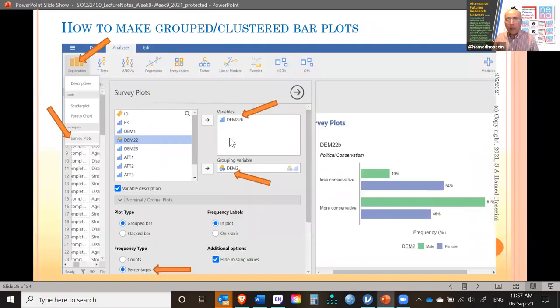How would you do that? Well, you go again to explorations, survey plots, and then in the survey plots, you put the variable you want to explain, the conservative one, Q22b, in the variables, and you group it. This is the grouping variable based on their gender, which is Q2. So that's why I put gender in the grouping variable, because I want to group conservative and non-conservative based on their gender. I want to divide them. And then you choose percentages because that makes more sense than counts, to me at least. And you see this, wow, this is the graph, and that's the one that I explained to you in the previous slide.